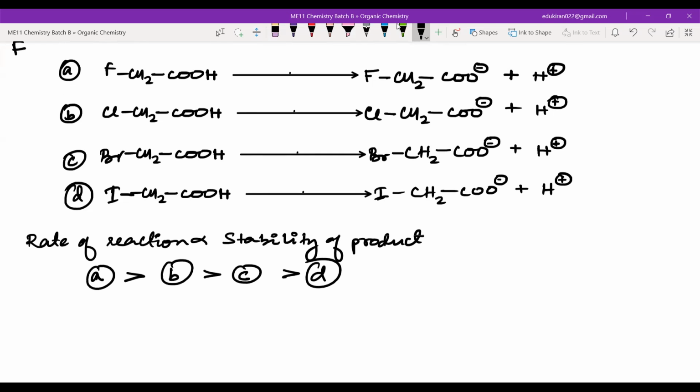if A is giving this reaction very fast, that means it is giving out H+ very easily. Yes or no? In this case, what do you think? Which is going to give H+ most easily? A reaction happening at a faster speed, or a reaction happening at a slower speed? The reaction which is happening at the fastest rate is going to give out H+ more easily. Now the rate of reaction we have looked at.